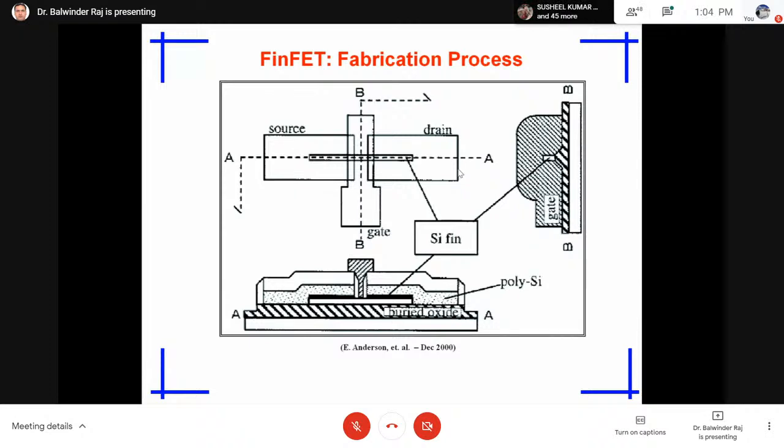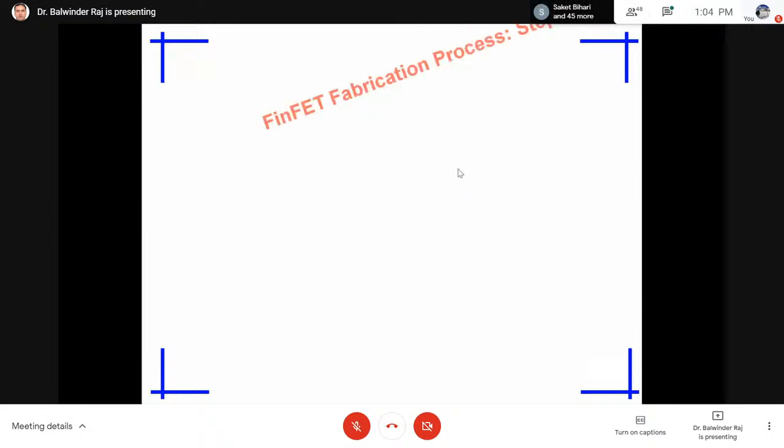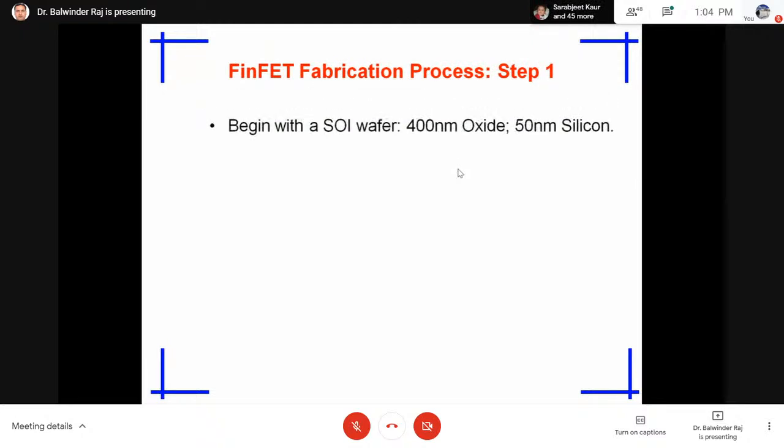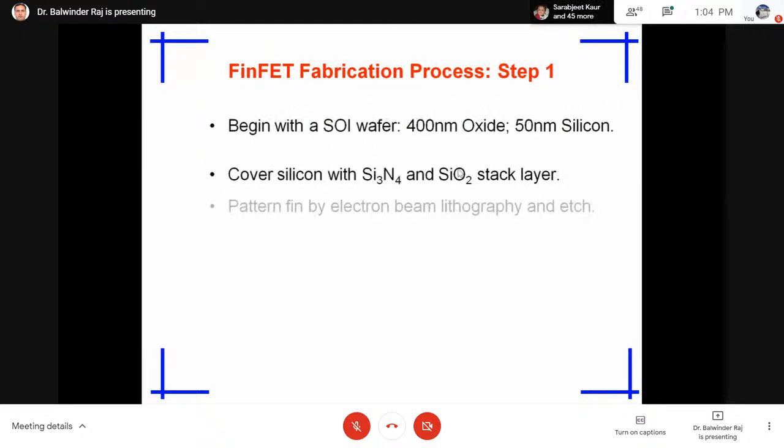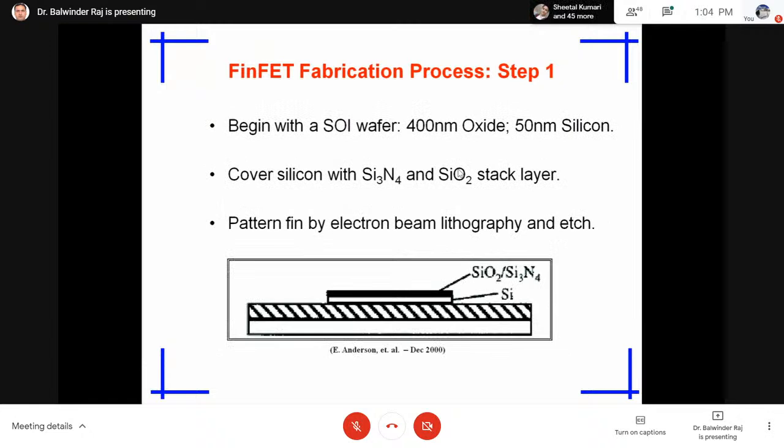And in fabrication, the number of steps is a little bit increased from the conventional MOSFET, but the steps are the same that we do with the conventional MOSFET. So the first step in the fabrication of FinFET is we have to go with the silicon substrate, and over the silicon substrate we have to grow silicon dioxide or silicon nitride.